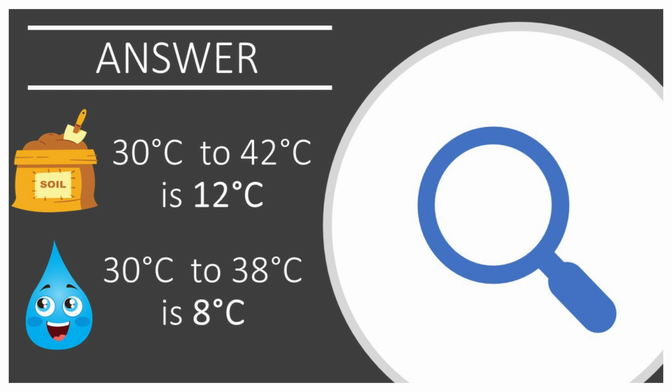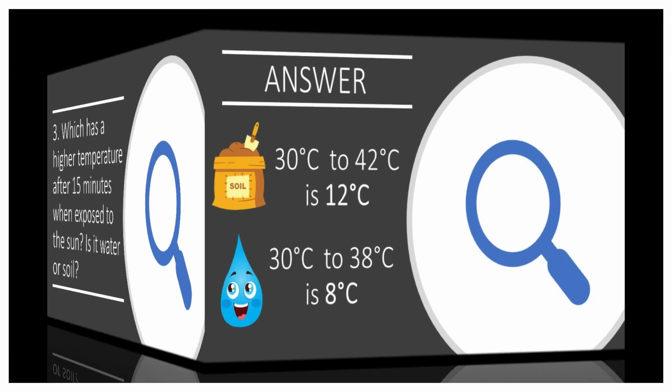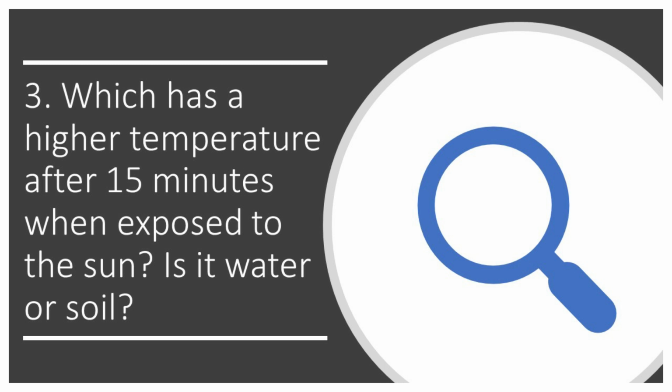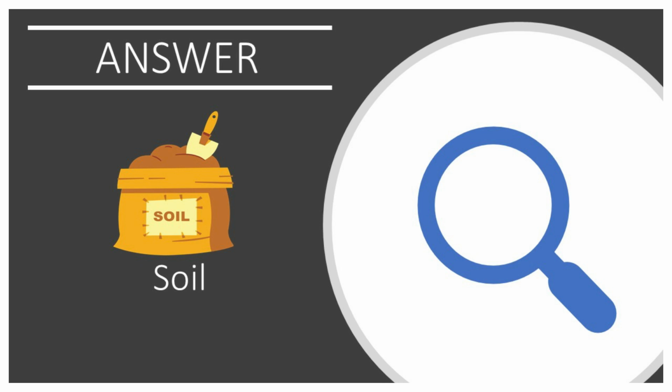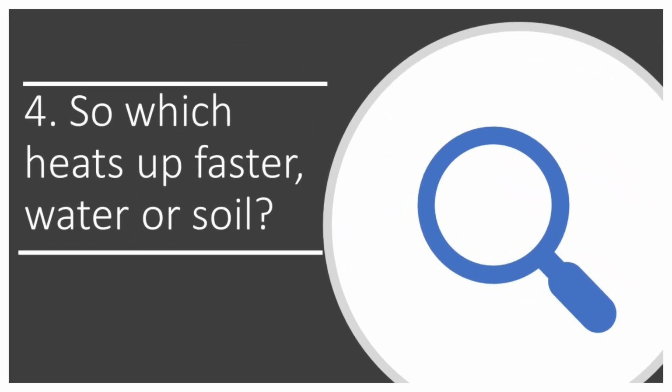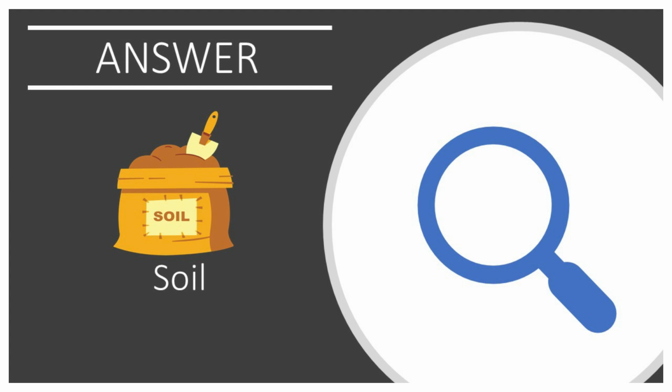The difference of the temperature of the soil from 30 to 42 degrees Celsius is 12 degrees Celsius, while the temperature of the water from 30 to 38 degrees Celsius is 8 degrees Celsius. Which has a higher temperature after 15 minutes when exposed to the sun? Is it the water or the soil? Based from a record, the answer is the soil. So which heats up faster, water or soil? As shown in our data, it is the soil that heats up faster.